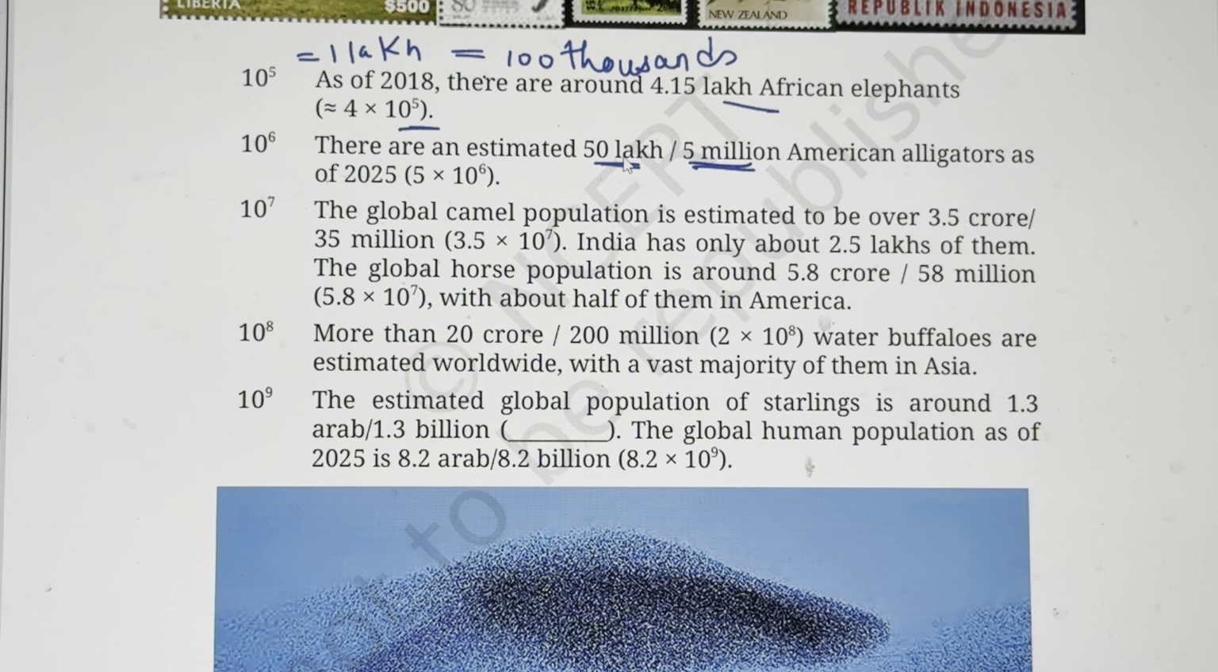There are an estimated 50 lakh, 5 million, American alligators as of 2025. So now it is 50 lakh, 5 million, you know that it is 10 raised to 6. And in terms of 50 lakh, this 0 is also considered. Lakh is 10 raised to 5, but this is 50, so that 1 is also added and it becomes 10 raised to 6. So don't get confused with that.